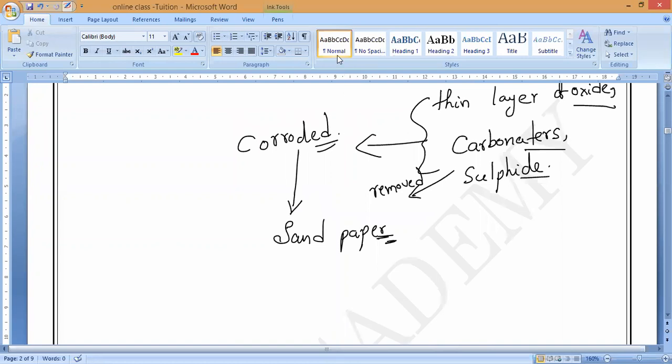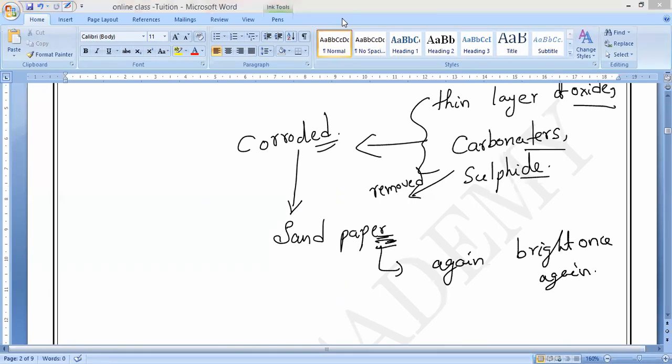Or else if you cut with a knife, then the surface will be bright. So if you remove these layers with the help of sandpaper, again they will start to be bright once again. That is what you should remember. So this is the fifth property of metals. Metals are lustrous and they can also be polished. Understand? Prasini, Yalni, Dilipan.